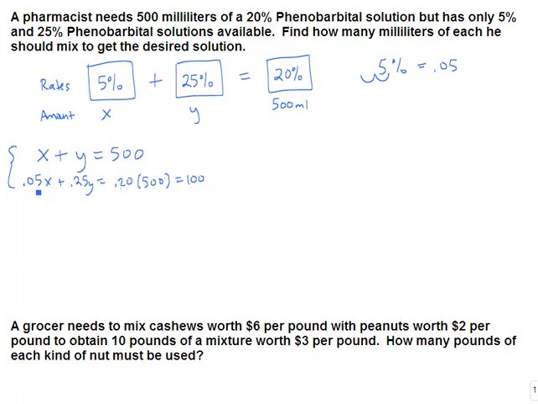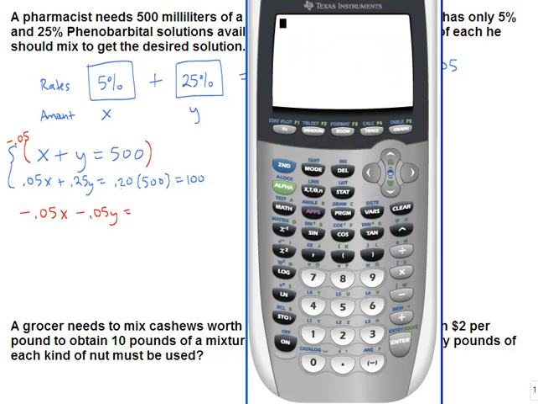So since this bottom equation has a 0.05x, I'd want to have a negative 0.05x on the top equation, and the only way to make that happen and keep the equation balanced is to take the entire equation and multiply it by negative 0.05. So let's go ahead and do that. If I multiply through, I'm going to get negative 0.05x minus 0.05y, and then negative 0.05 times 500. Let's figure out what that is.